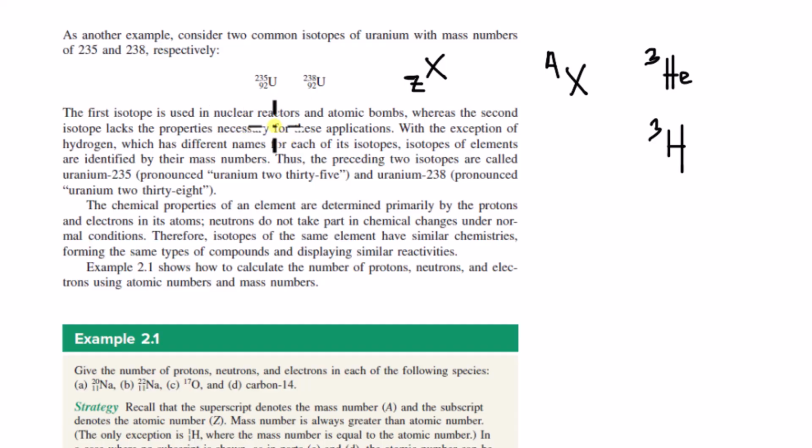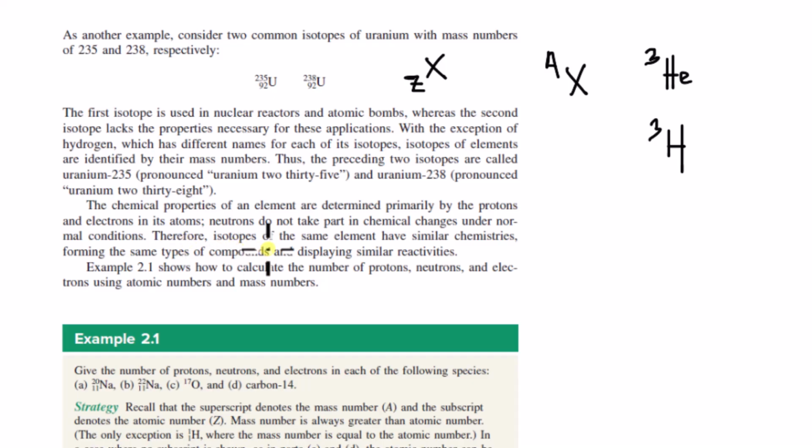Okay, that's not chemical properties. These are nuclear properties. When we think chemical properties, we're thinking about the electron clouds and how they interact, how they behave within the same atom and interact with other atoms. Okay, so thinking about chemical properties, the electron cloud, the chemical properties of an element are determined primarily by the protons and electrons in its atoms. Neutrons do not take part in chemical changes under normal conditions.